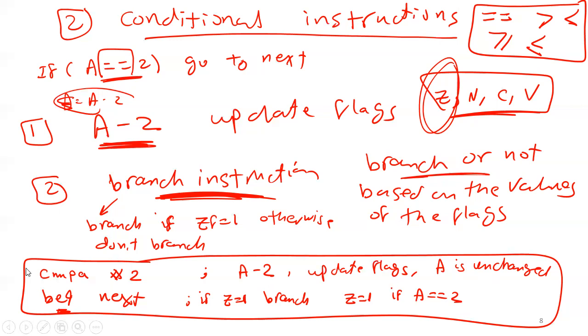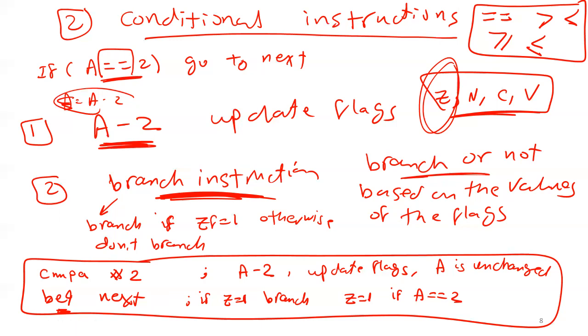After this instruction, I'm going to use an instruction I'm going to teach right now. It's called branch if equal. So this instruction, if the zero flag is equal to 1, is going to branch. Otherwise, it's not going to branch. Okay, guys, is that clear?